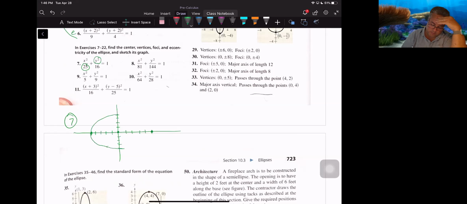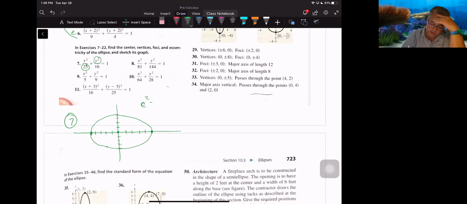All right, we know our foci are over here on the major axis. Okay, so now let's find our foci. Now remember, they are C away from the center. So I need to do that equation.